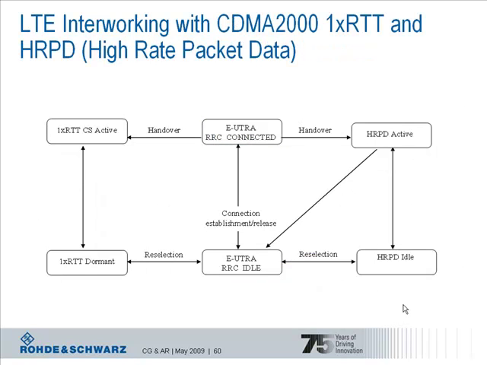Of course, not only transition from LTE to GSM EDGE and wideband CDMA HSPA, but also between LTE and CDMA2000 based technologies is required. And this is true for both the HRPD, high rate packet data, and for 1xRTT circuit switched services. And this figure again shows the allowed state transitions in terms of state transition between RRC connected and the CDMA states and RRC idle and the CDMA states. Note that CDMA2000 messages are sent transparently to the UE over the EUTRAN and the base station and the MME acting as relay points.